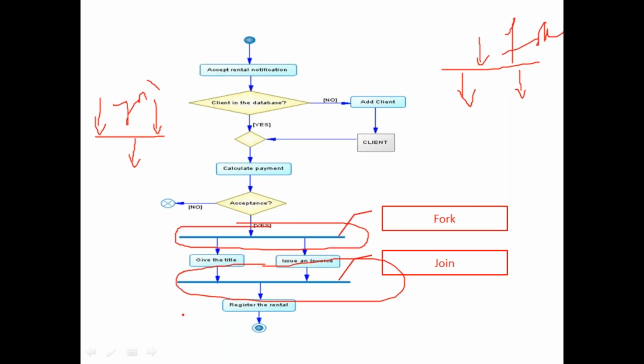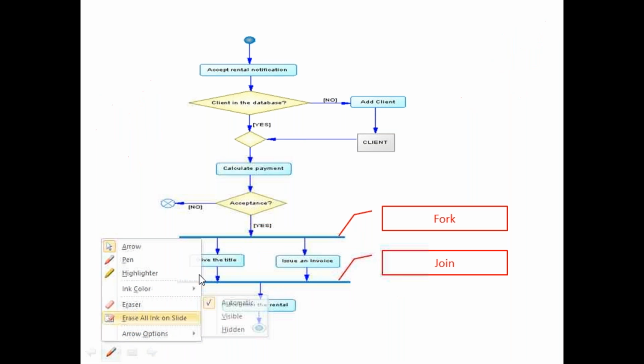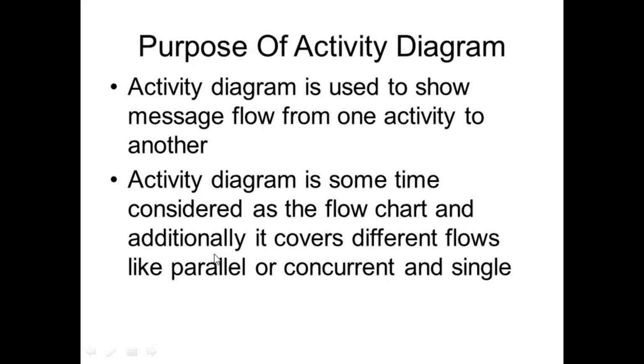So we'll look at an example, which makes things a bit more clear. Now, the purpose of the activity diagram is to show message flow from one activity to another. It is sometimes considered a flow chart, and additionally it shows different flows like parallel or concurrent and a single flow. So it supports sequential flow, and it also supports the parallel flow, as simple as that.